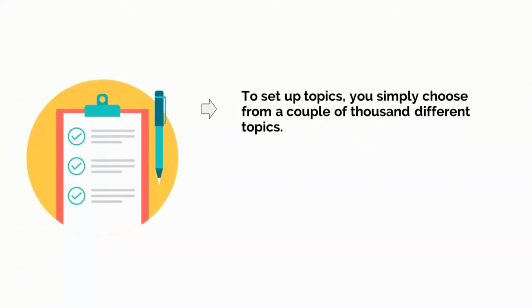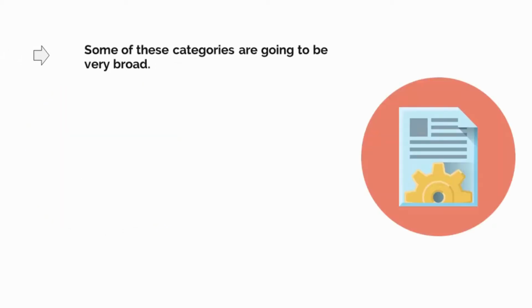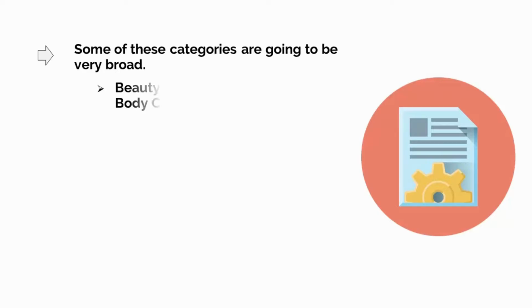To set up topics, you simply choose from a couple of thousand different topics. This is somewhat limited when compared to regular AdWords that lets you choose any key phrases that you want. However, in some ways it also gives you a more precise control and it saves time. Some of these categories are going to be fairly broad. These include the likes of beauty and fitness or face and body care. These give you the most exposure but cost the most.